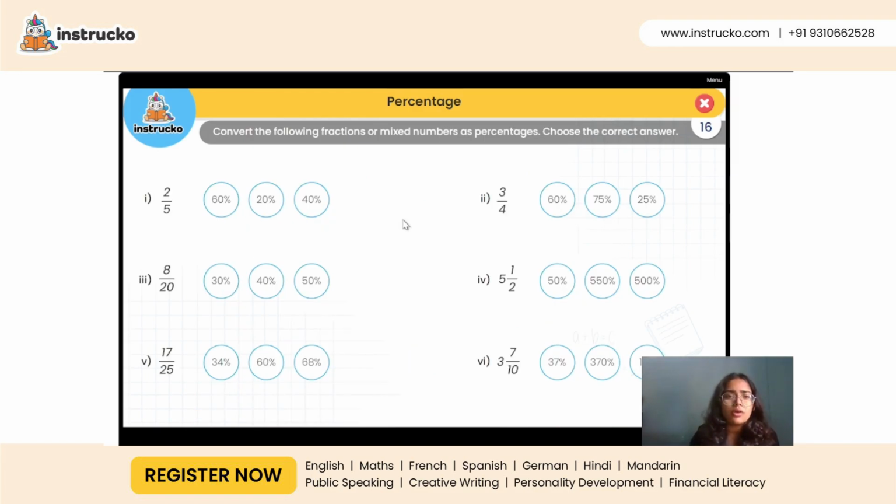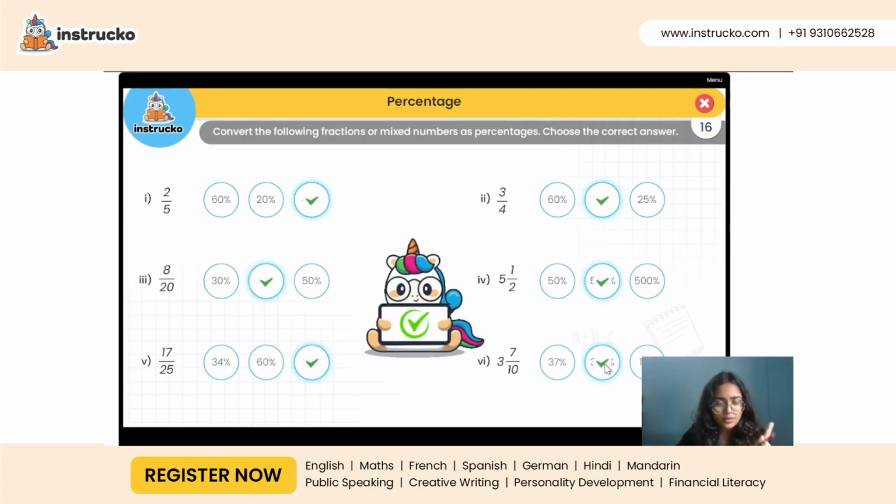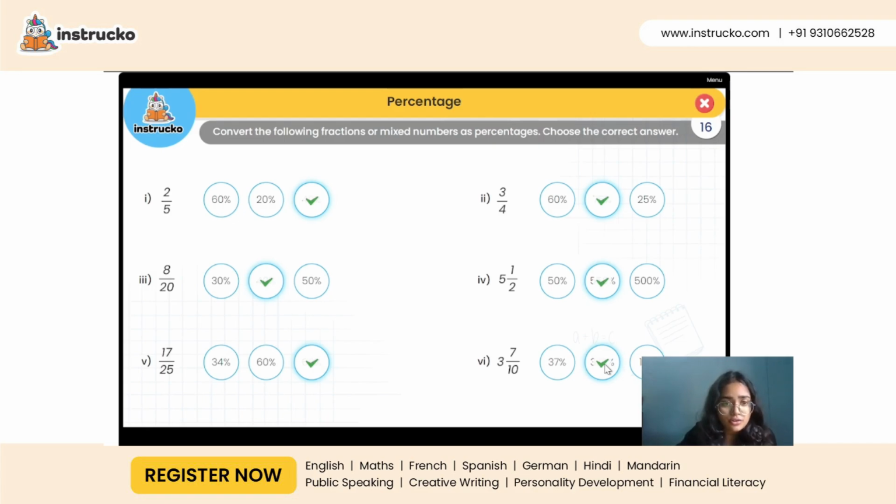This worksheet was all about understanding how to convert fractions or mixed numbers to percentages, and I hope you've done your homework, because let's see. This was 40%. This was also 40%. This was 68%. This was 75%. This was 550%. And this was 370%.